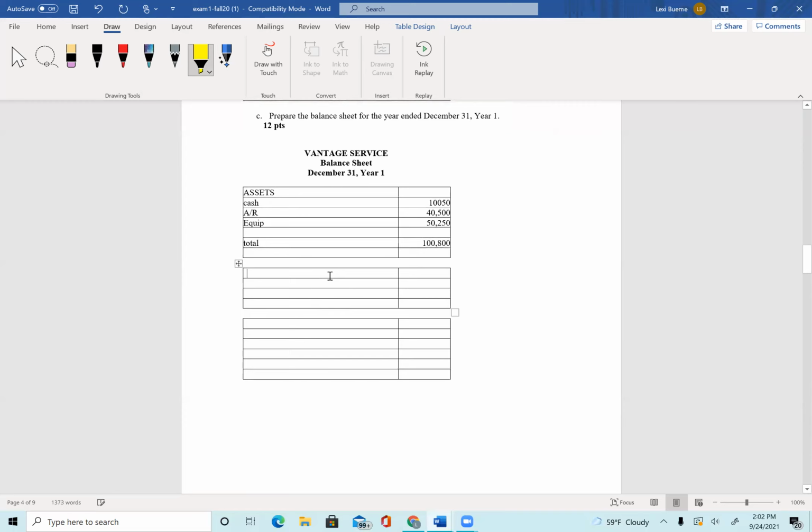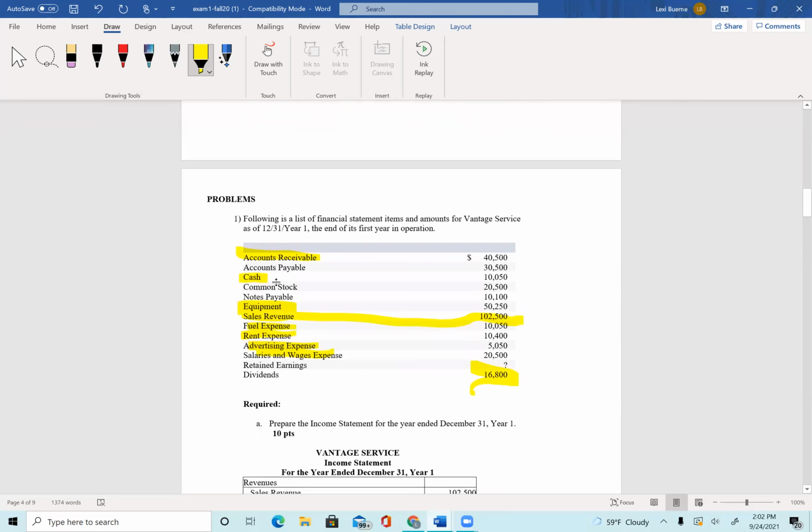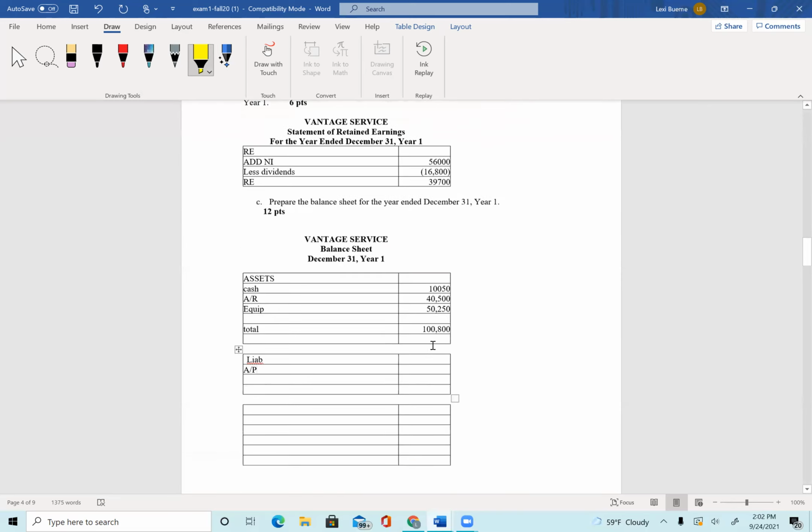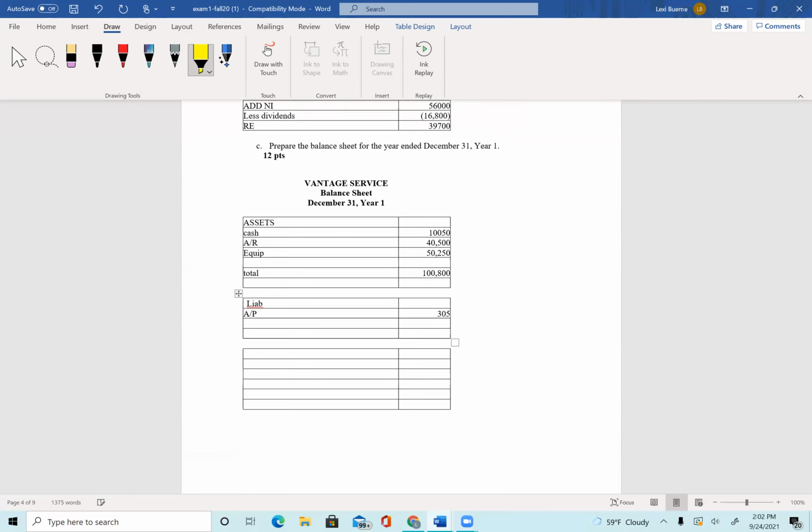And then we're going to move to our liabilities. So our liabilities here are going to be accounts payable and notes payable, our two liabilities. So AP, and that amount is 3,500. And then note payable is 10,100. And we total them up, which gives us 4,600.